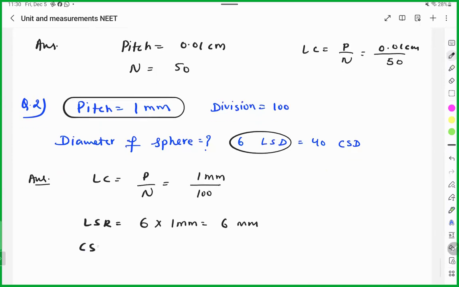Circular scale reading. What is the number of divisions? 40. What is the length of one? 0.01 millimeter, which is the least count. So what will be the value? What will be the value in this case?